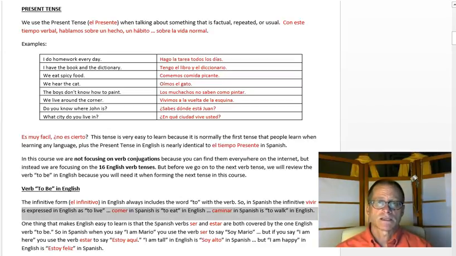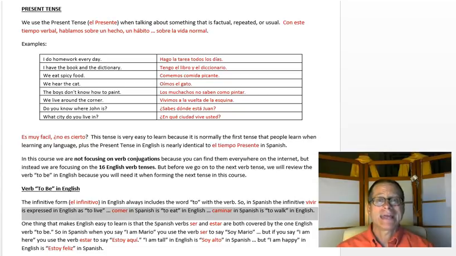The present tense. We use the present tense, el presente, when talking about something that is factual, repeated, or usual. Con este tiempo verbal hablamos sobre un hecho, un hábito, sobre la vida normal. Examples. I do homework every day. Hago la tarea todos los días.